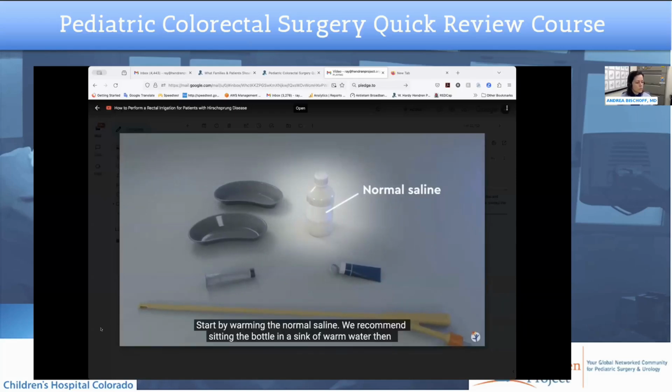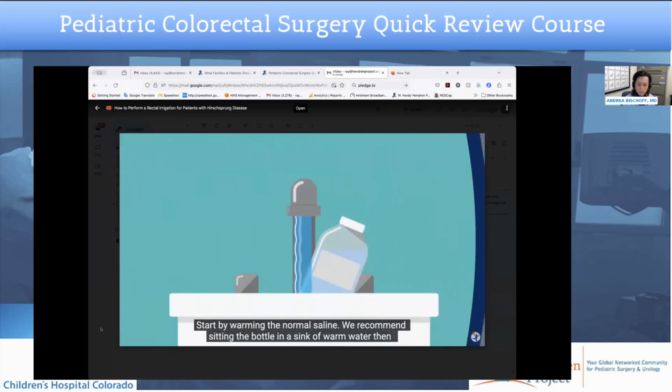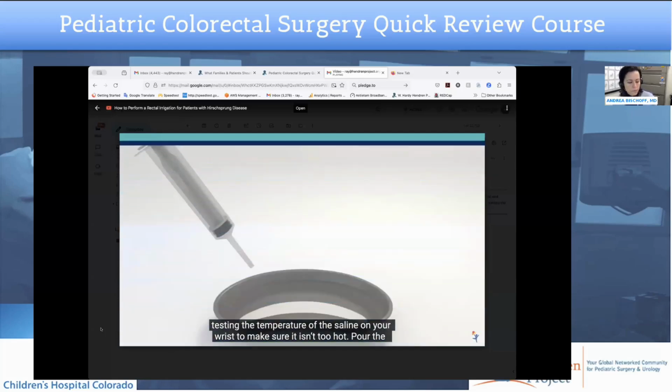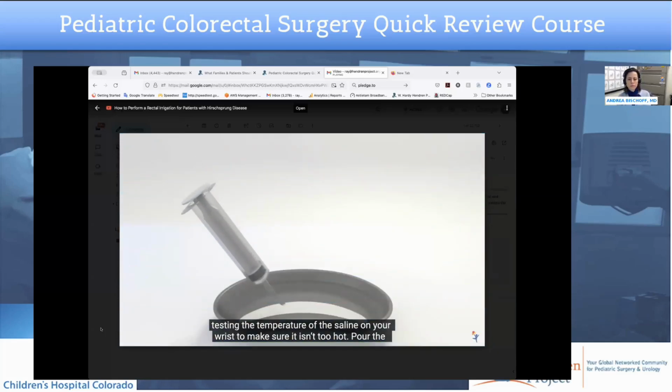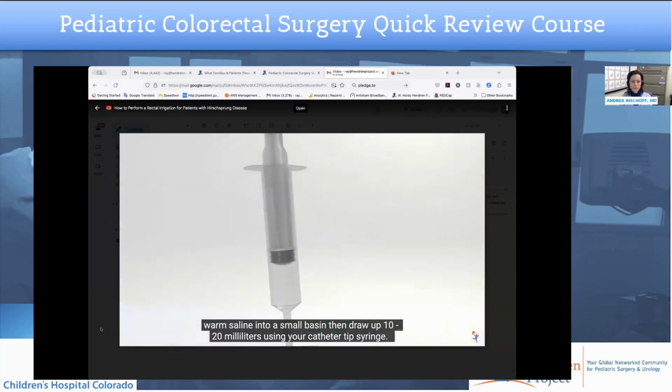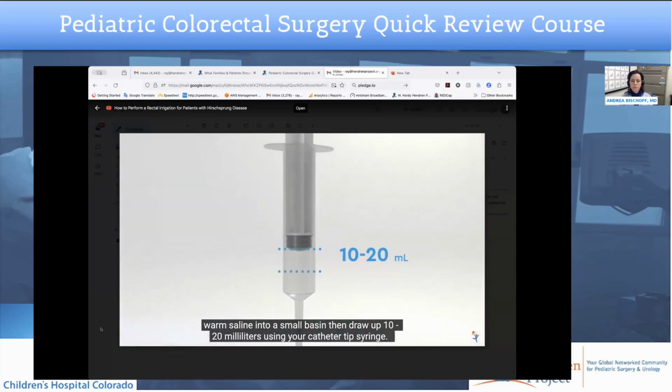Start by warming the normal saline. We recommend sitting the bottle in a sink of warm water, then testing the temperature of the saline on your wrist to make sure it isn't too hot. Pour the warm saline into a small basin, then draw up 10 to 20 milliliters using your catheter tip syringe.